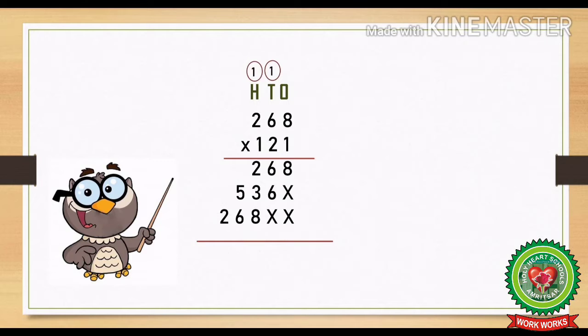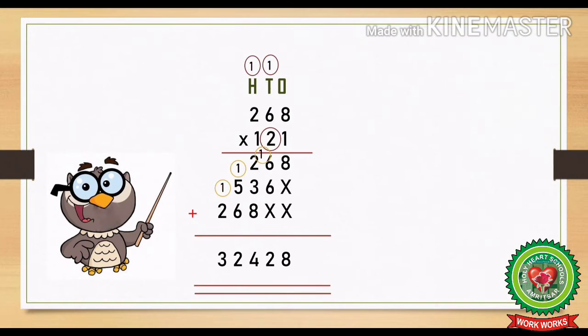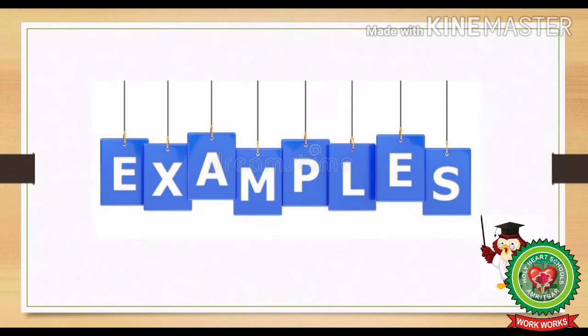Now we will draw a line just below it. After drawing the line, we will put a plus sign at the left side, since we have to add all the products. So when we add all the products, we get the answer 32,428. Now kids, let us solve some more examples so that the concept is clear to you.